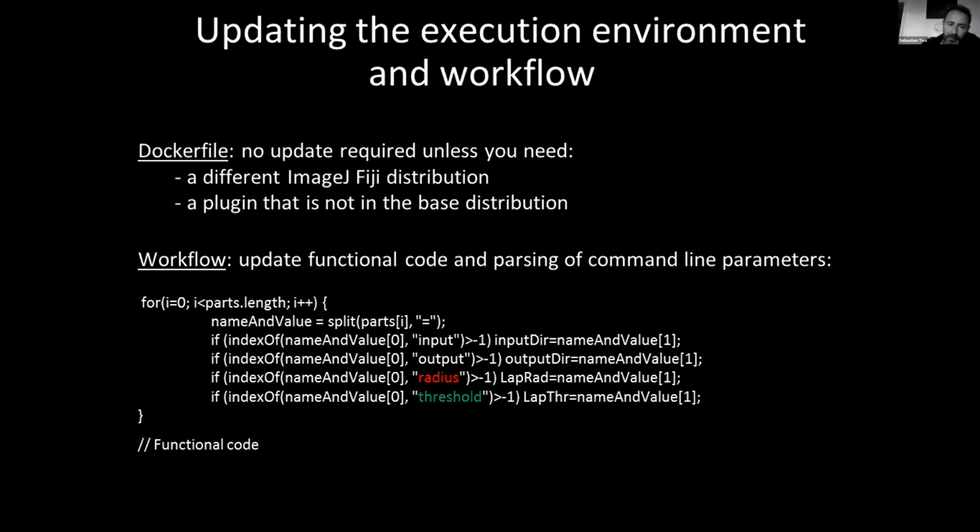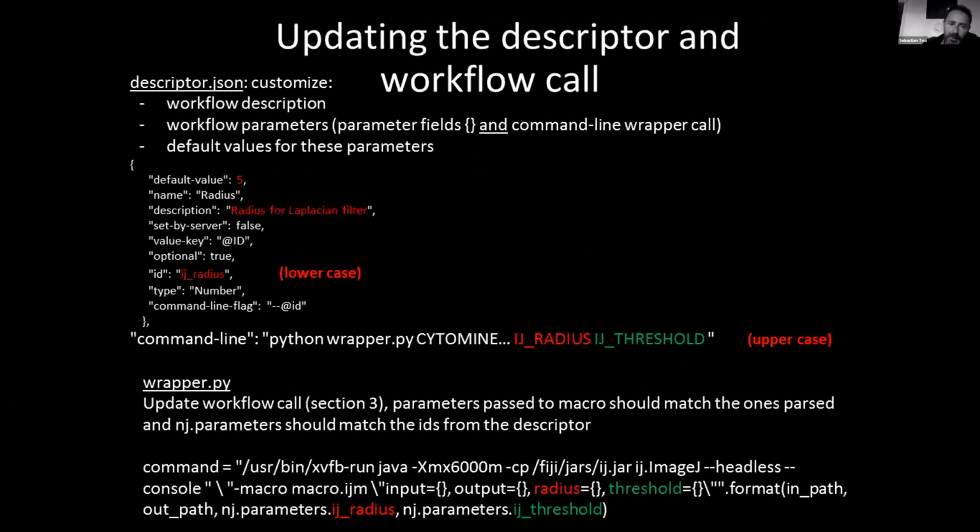Next, this is the most important part: modifying the functional code in the workflow. And next, we need to reflect these changes. So first of all, in the JSON descriptor, the first thing you might want to modify is the description of the workflow. Since you will use a different strategy, you can document this.